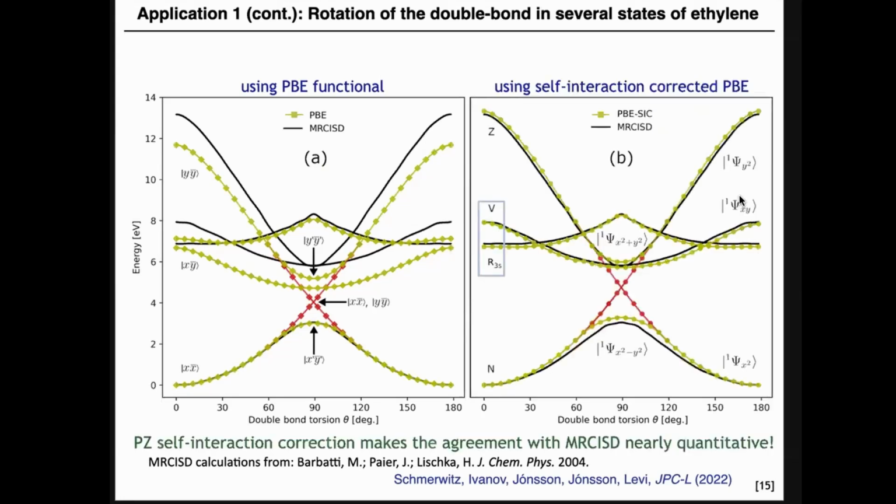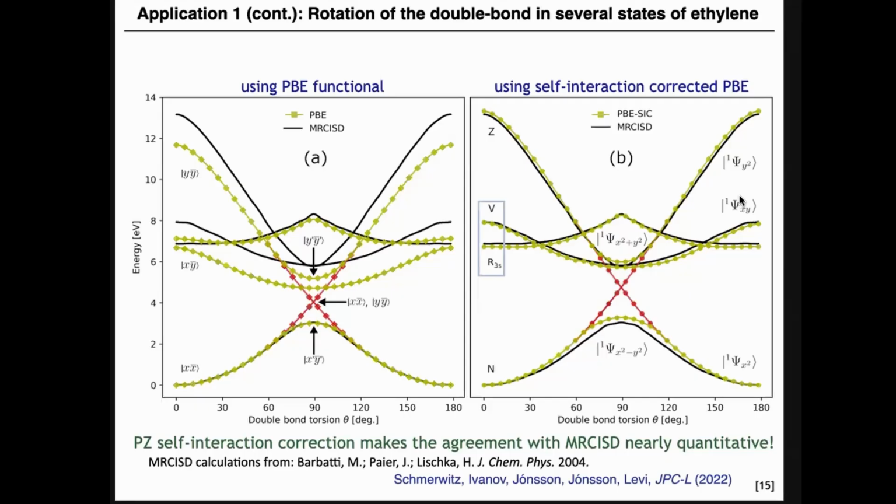But if you use the self-interaction correction, you can see you get almost quantitative agreement with the multi-reference calculations. And look at this. This is the Rydberg state that actually comes in lowest. It's actually lower than the V state here. And it comes out properly with the self-interaction correction.